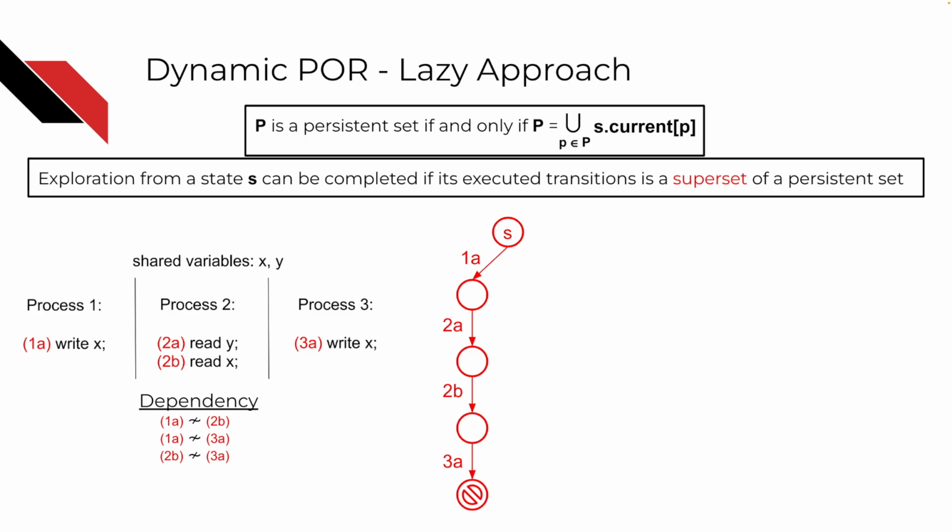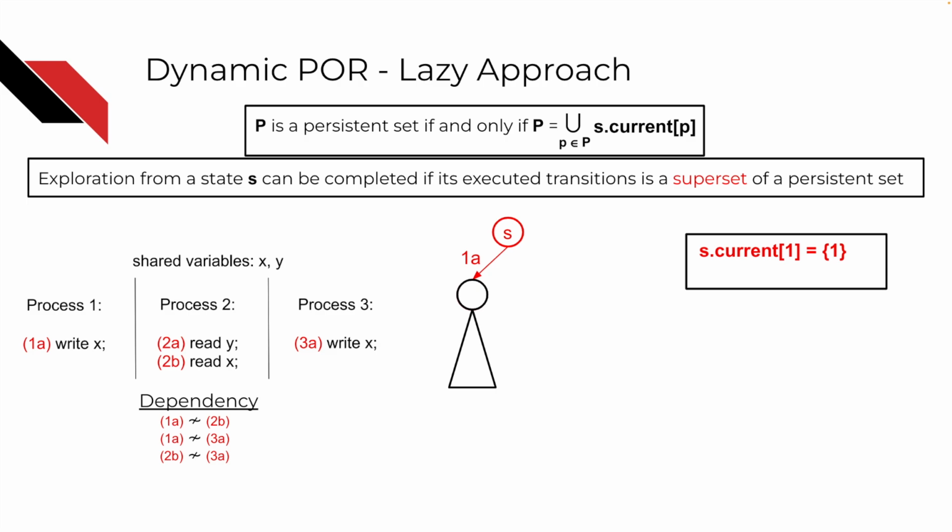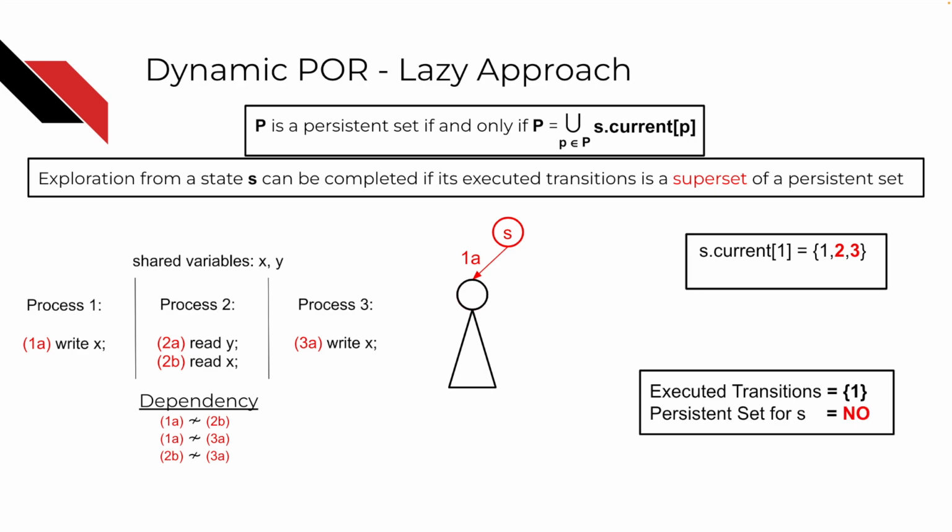As I mentioned, we will not do any update on the current set of S until the search backtracks to S. When the search backtracks, now we will initialize the current set based on the transition that we backtrack through, which is 1A as in eager. Then we will retraverse the already explored subgraph after 1A and compare every transition with only 1A to update the current set. So it will be 1, 2, 3. When we check if a persistent set is found, it is not. So the next transition will be executed from S.